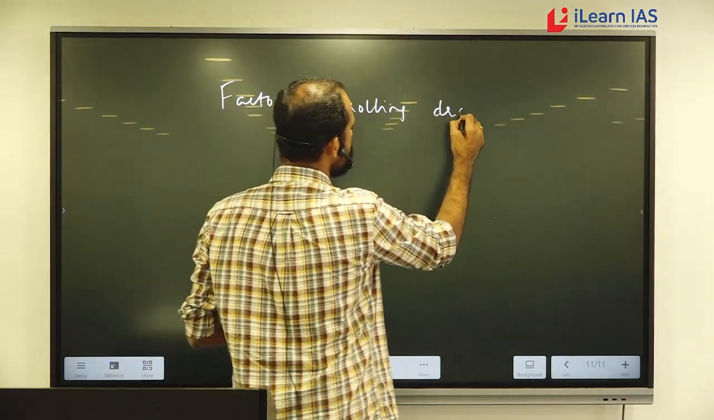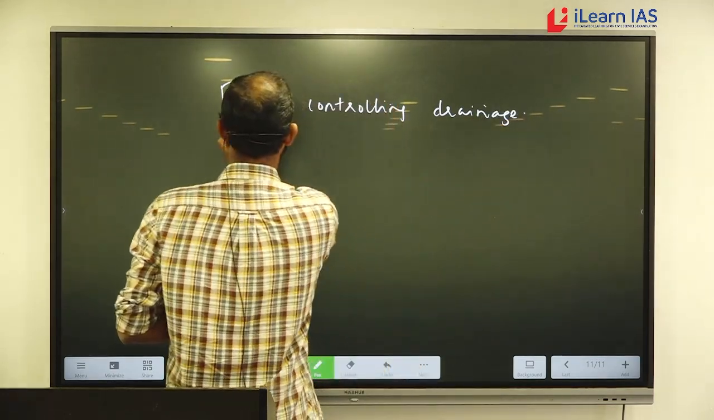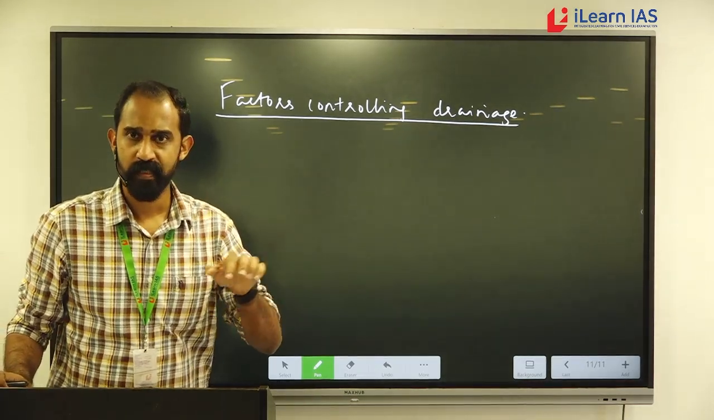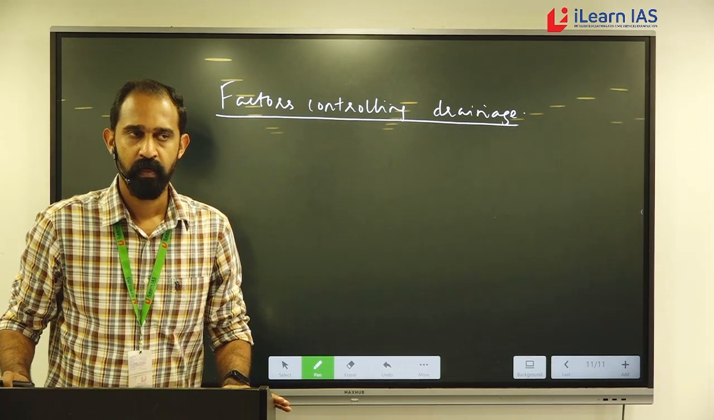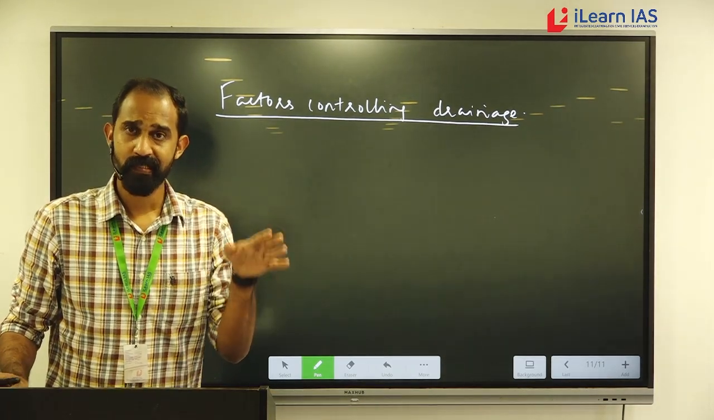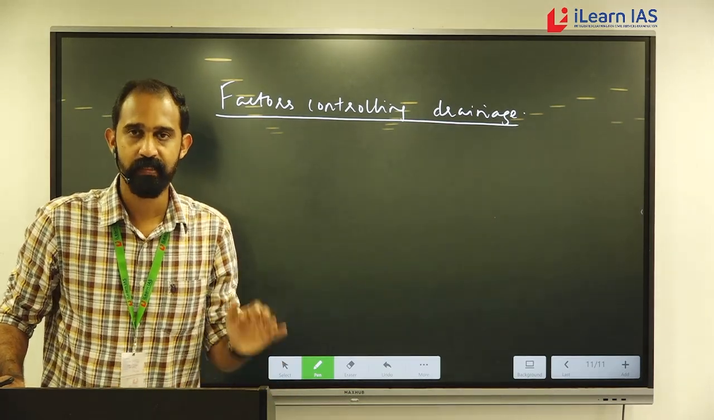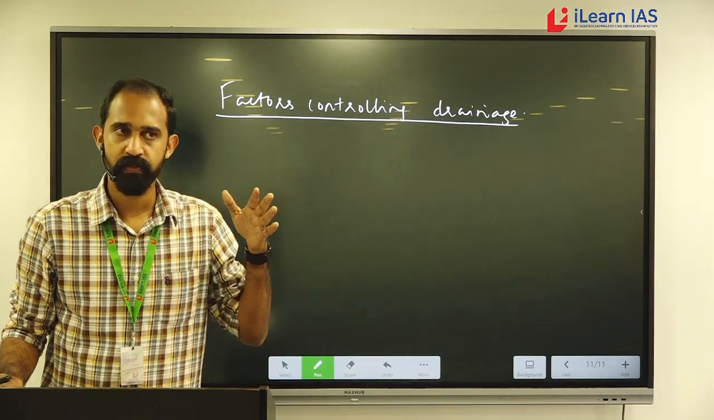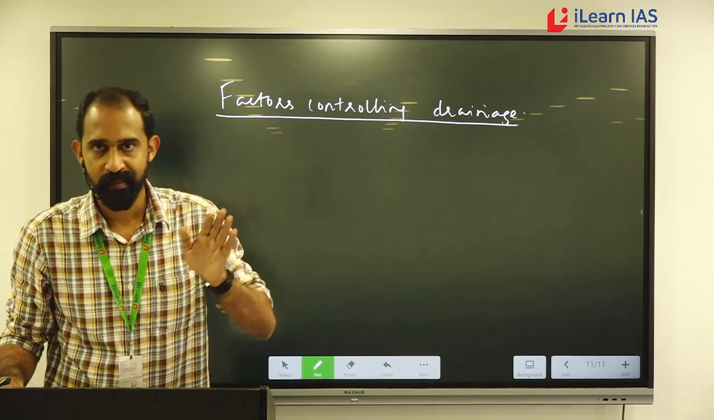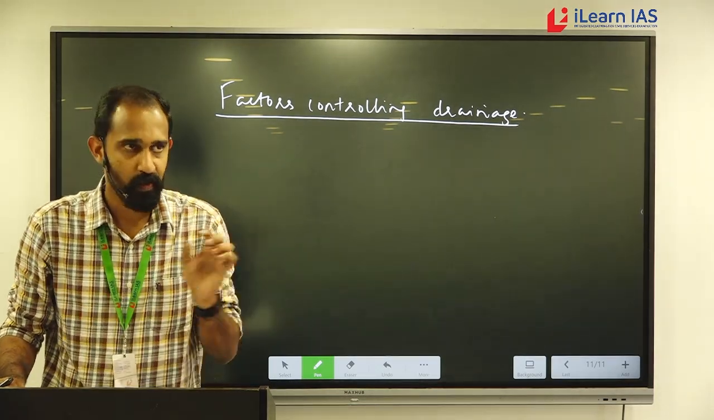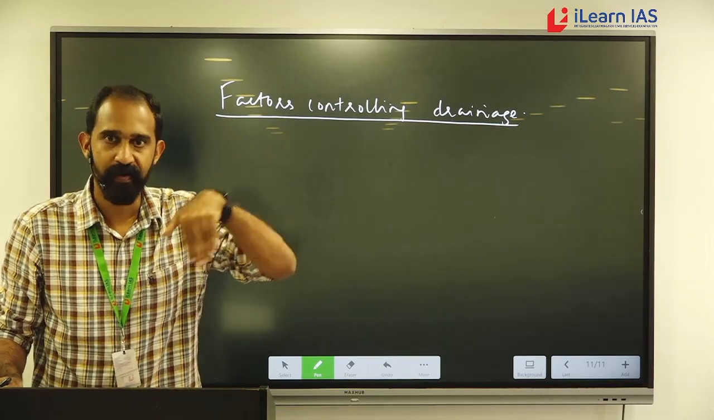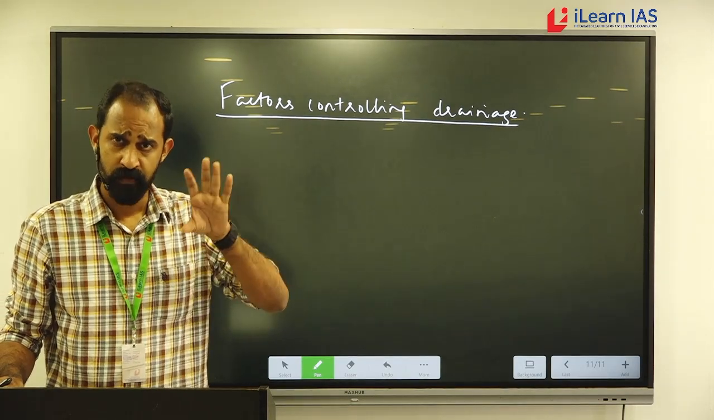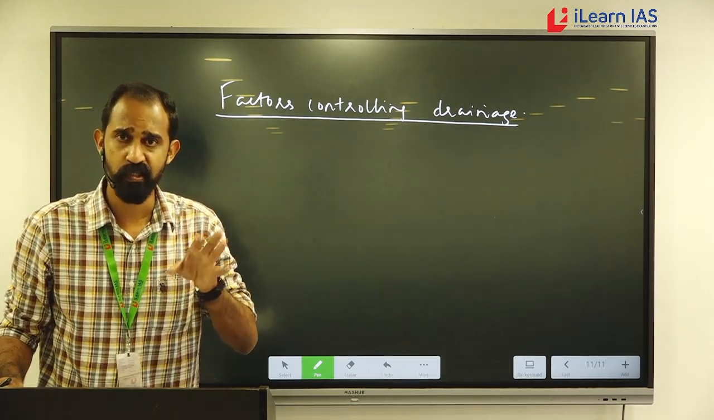Factors controlling drainage. Now, there are various characteristics of drainage. Say, what is the direction of flow? Then, what is the speed of the water flow? Whether this water is flowing in a straight line, or whether this channel has a lot of bends, whether it's meandering. So you can find there are a lot of characteristics for the channel and the way in which the water flows in that channel.